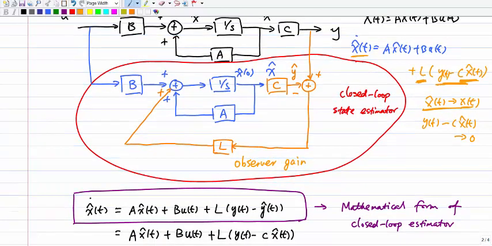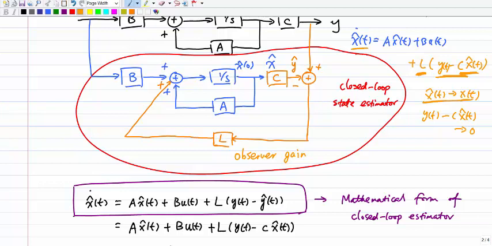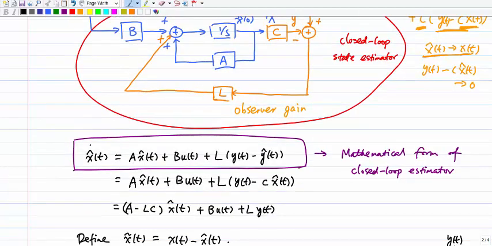Now let's take a look at the structure, to see why this one works better than the previous one, and also how we can design the observer gain. That's the problem we're going to talk about in the next portion of the video. So if we look at this, our closed loop observer is given by x hat dot t is A x hat t plus B u t plus L times y t minus y hat t, which is the mathematical form, which is given by A x hat t plus B u t plus L times y t minus C x hat t. That's typically what we use to construct a closed loop estimator. Now here we make a change because we can combine the x hat t terms, so it becomes A minus LC times x hat t plus B u t plus L y t. So that's my state estimator.